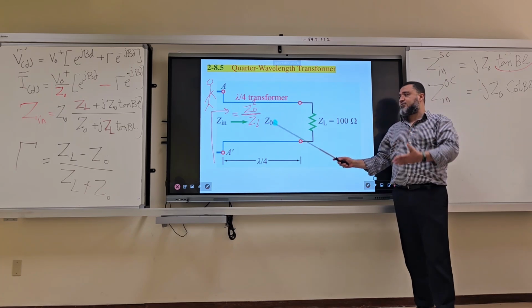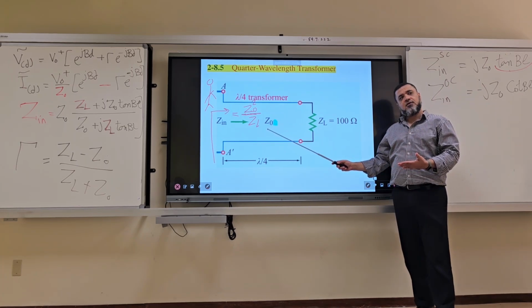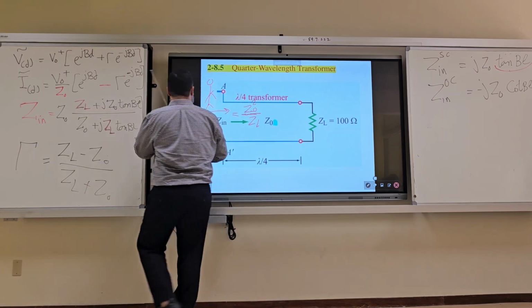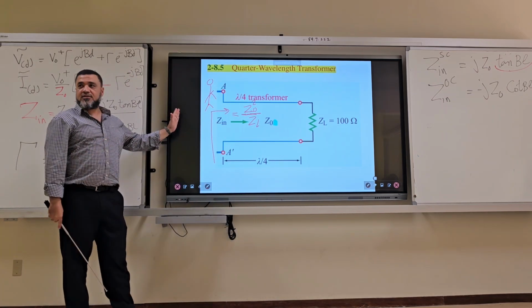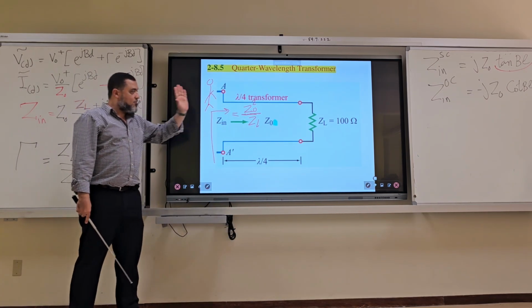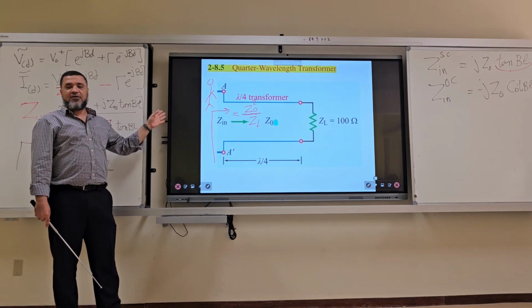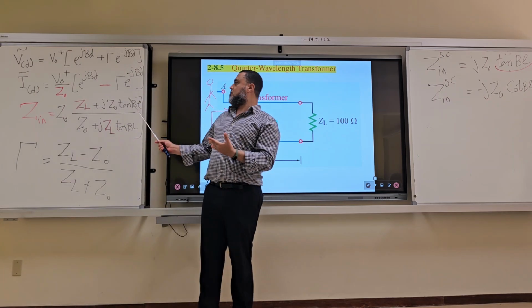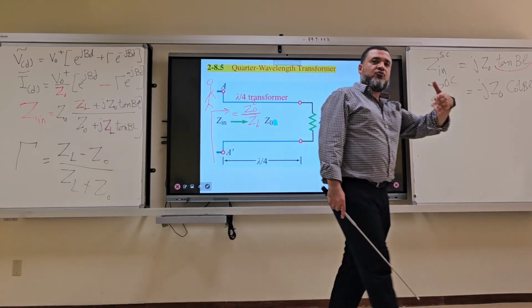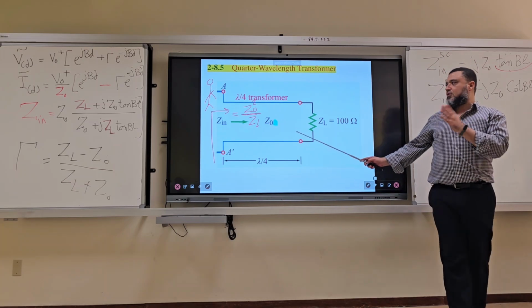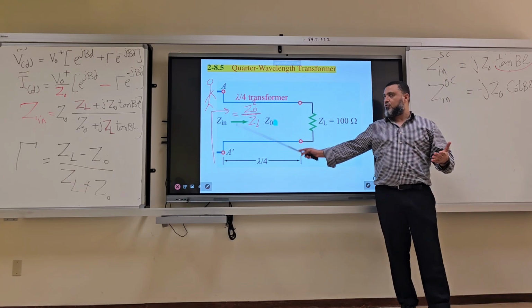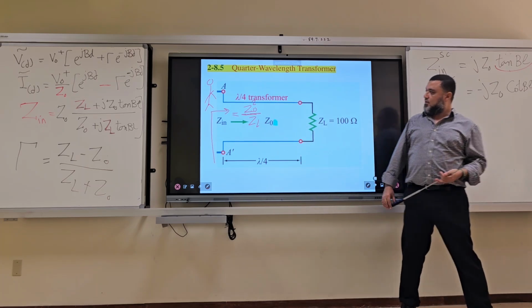If we go another lambda over 4, would we have the same answer? No, we'll have ZL here, because you are then lambda over 2 away from the load. So for lambda over 4 or 3 lambda over 4 you have to move another lambda over 2. This case repeats because the tan gives infinity at pi over 2, 3 pi over 2, 5 pi over 2. So at each odd multiple of lambda over 4, 1, 3, 5 lambda over 4, the impedance is Z0 squared over ZL.